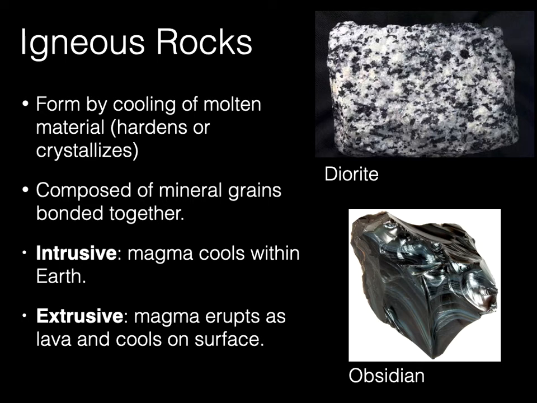They come from molten liquid rock that hardens into new rock. So think volcano, right? These are volcanic rocks, is the other way we call them. They cool down and they recrystallize. They're usually composed of bunches of different types of mineral grains all bonded together.